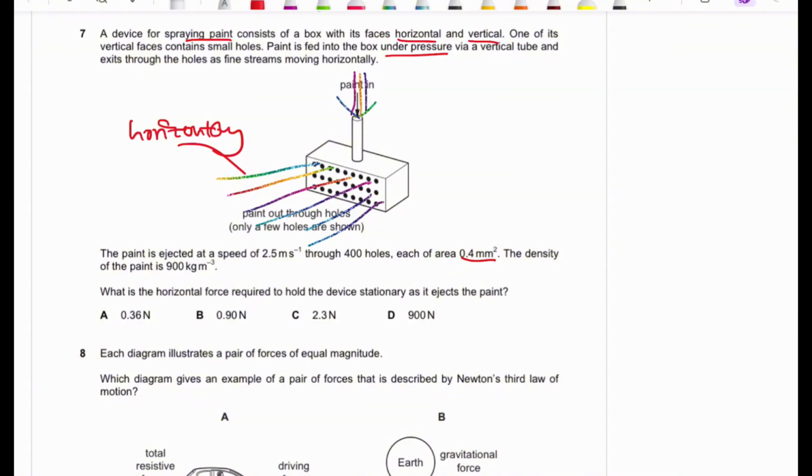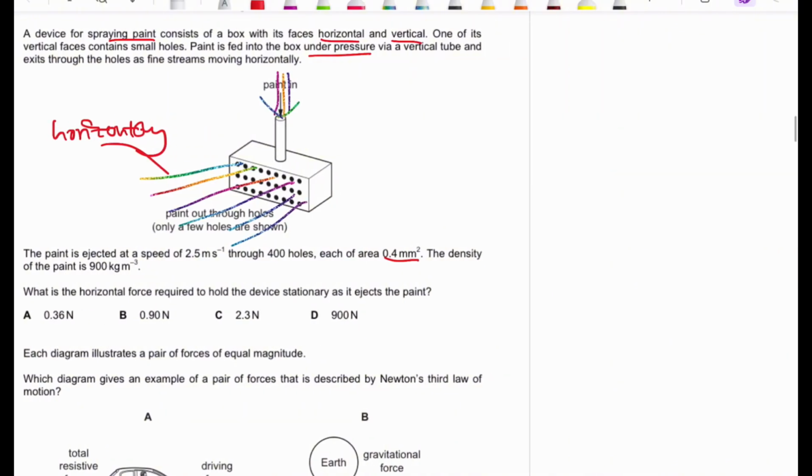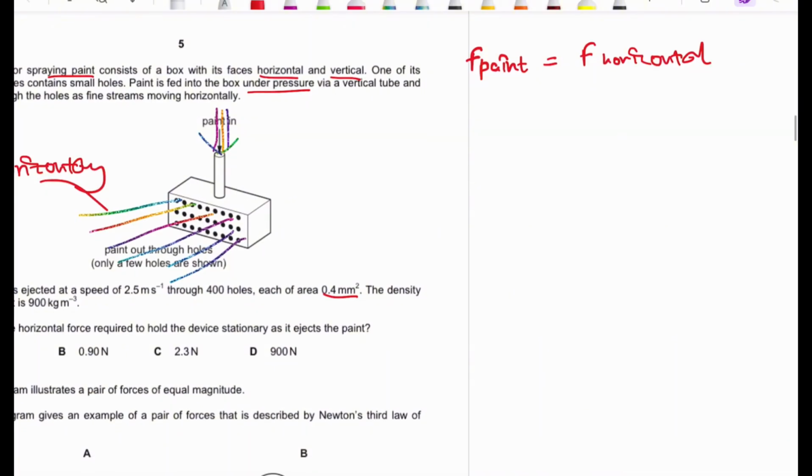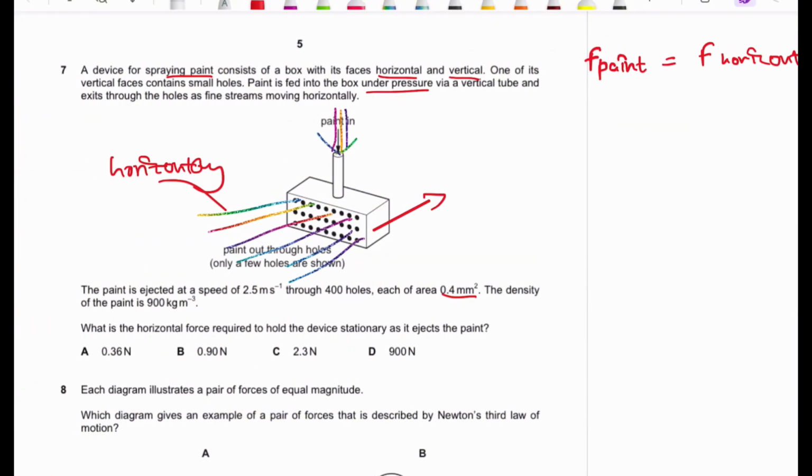So get this, the horizontal force that's required to keep the device stationary as it ejects the paint has to be equal to the force of the paint going out. So the force of the paint should be equal to the horizontal force. As the paint tries to go out, it is going to exert another force backwards so that the device remains stationary. Basically, as the paint moves out in that direction, it exerts a force backwards to stop it.